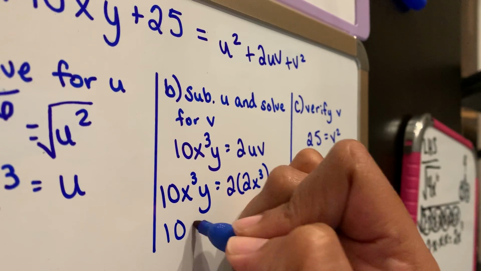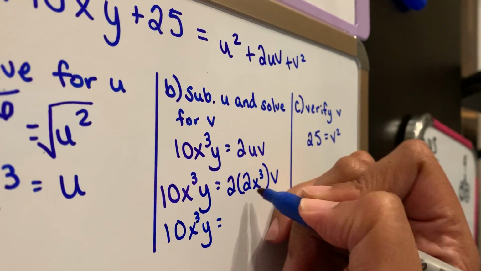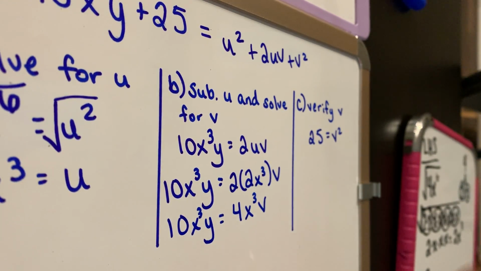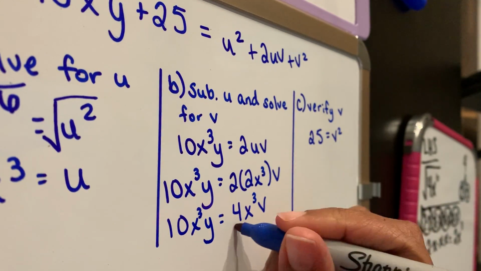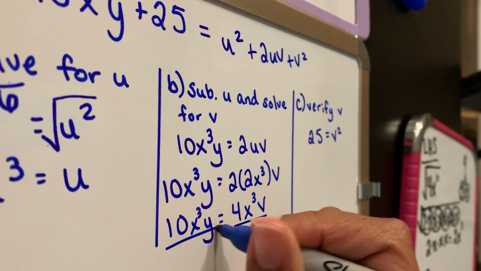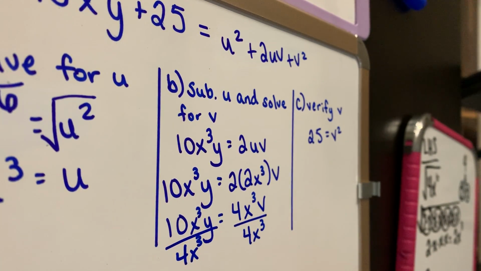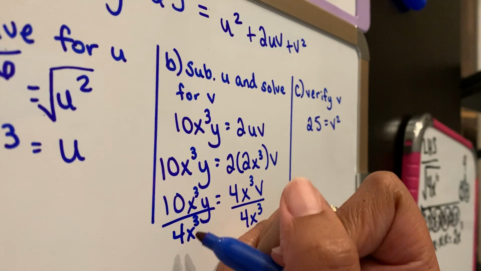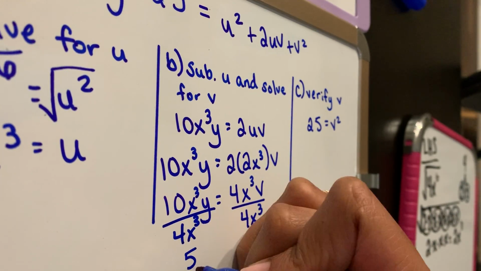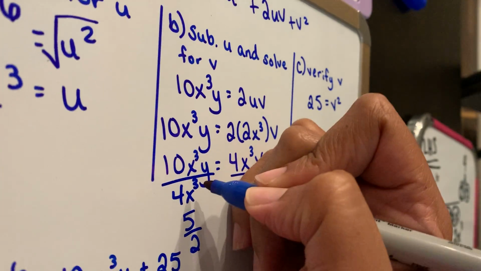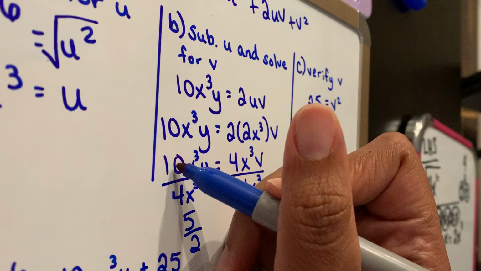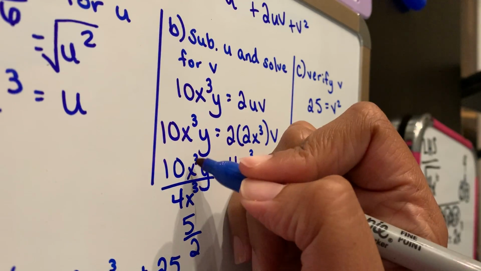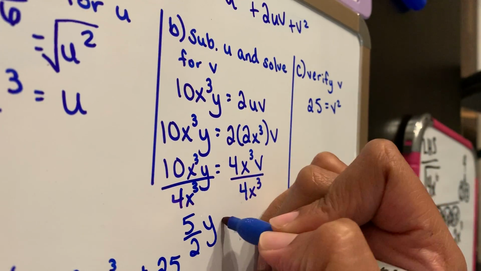Bring this down again, 10x cubed times y. 2 times 2 is 4. X cubed stays there, and then v comes down. Remember, we want to solve for v, so that means I need to divide both sides by 4x cubed. So I have a slight problem here. 4 doesn't cancel out. We end up reducing 10 over 4 to get 5 over 2. And then the x cubes will cancel. If you divide 10 by 2, you get 5. If you divide 4 by 2, you get 2. So that's how I'm getting 5 over 2. The x cubes cancel, and then y is left on the left side.